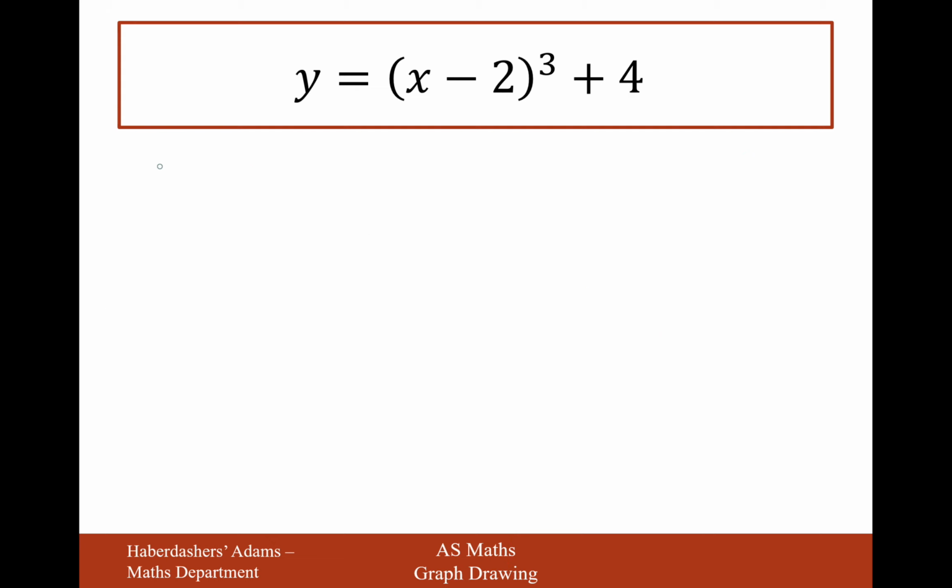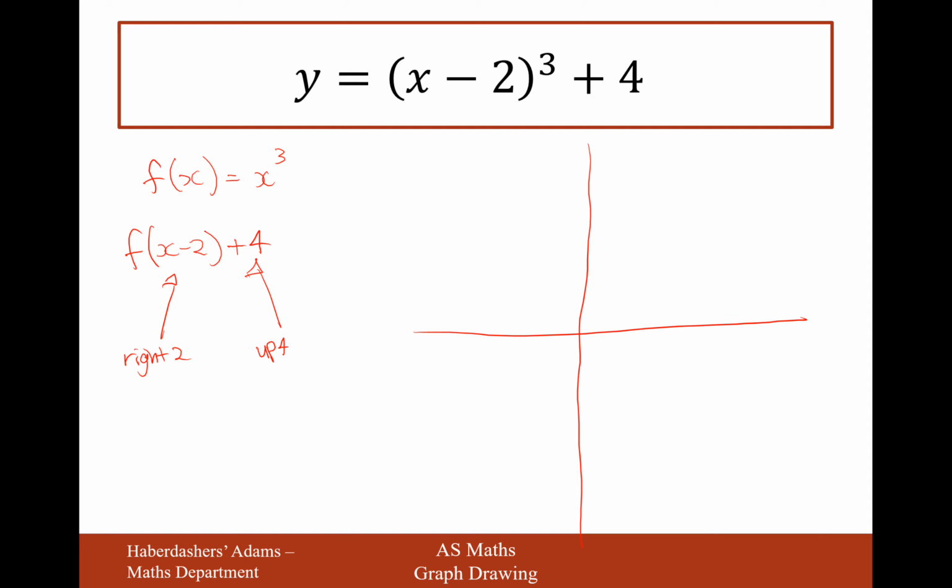Okay, so new question here. What's the parent function going to be? Well, the parent function is going to be x cubed, and what are the transformations? It's going to be minus 2 inside the bracket, and it's going to be plus 4 outside the bracket. So what that means is it's going to move right by 2, and this one is going to move it up by 4. Okay, so let's get started on that.